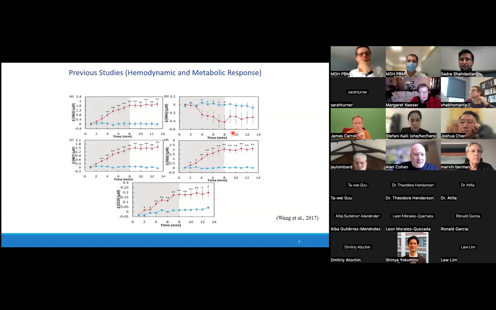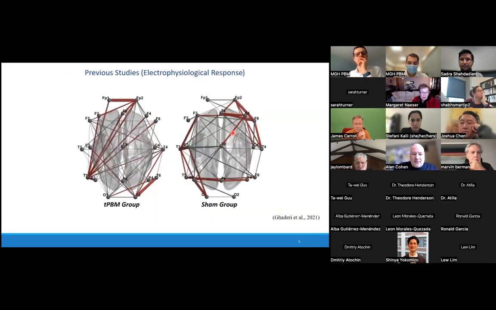Other studies have shown that we can see an increase in oxygenated hemoglobin and cytochrome C oxidase, the redox state, during the stimulation and even after stimulation. Also, some other studies have shown how it can affect the electrophysiological networks in the brain. For example, in this study, you can see that in the tPBM group, we have more connectivity between the prefrontal cortex, which is the stimulation site, and the temporal and parietal cortex.